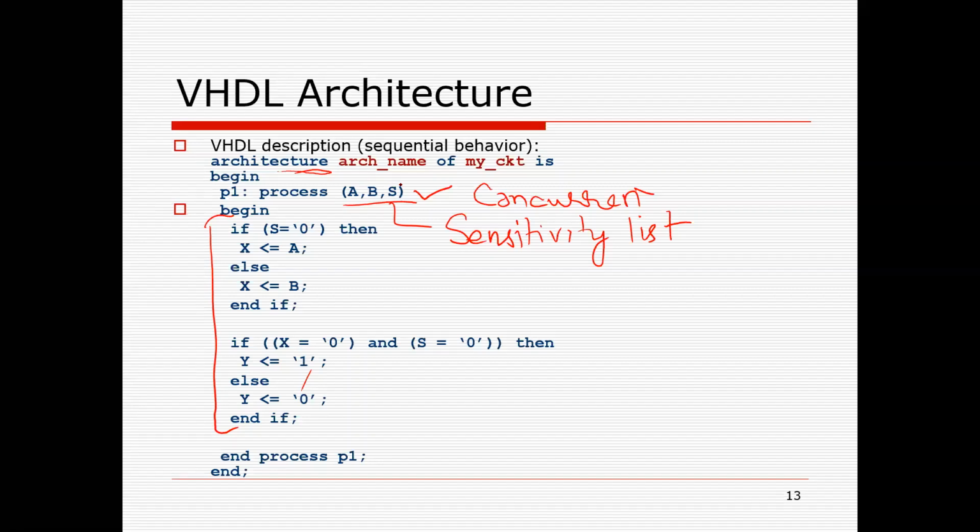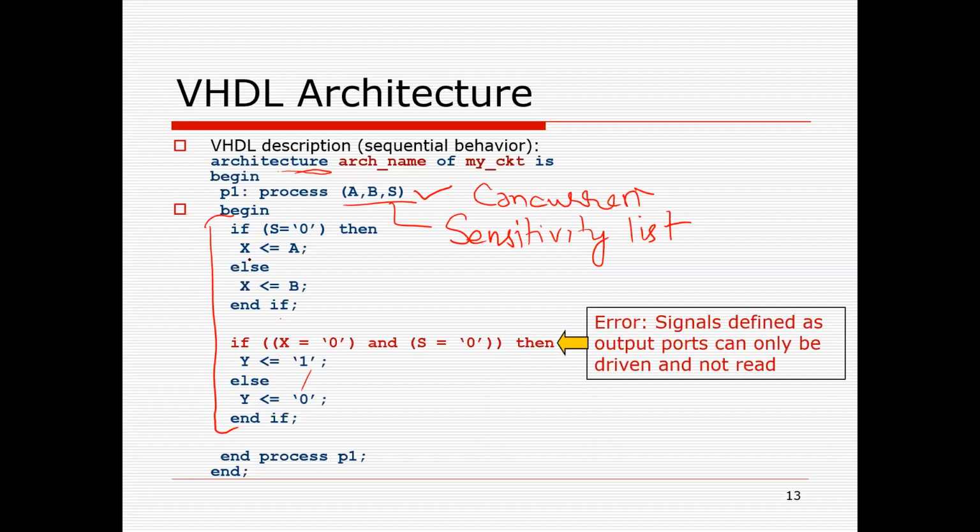Now, if there is an event on any of these three, it will check: if S is equal to 0, then it will make X take the value of A, else it will assign the value of B to X, closed. Then it will come over here, check the value of X and the value of S again, and assign the new values to Y. I end the process and go. So I have written both statements, what goes on Y and what goes on X. Okay, so this is one behavioral description of my circuit.